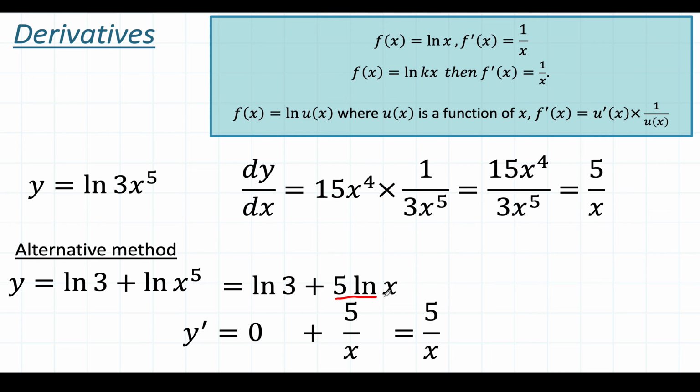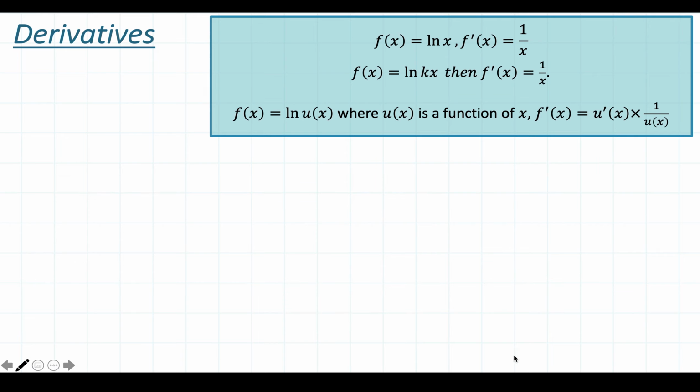Be careful that this 5 over x is not the same as ln of 5x, okay? There are different rules in here. If the coefficient is outside the logarithm, then you keep it there. If it's inside, then it ends up disappearing, roughly speaking.